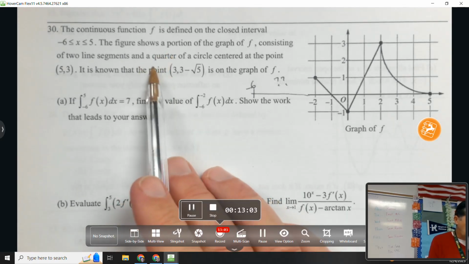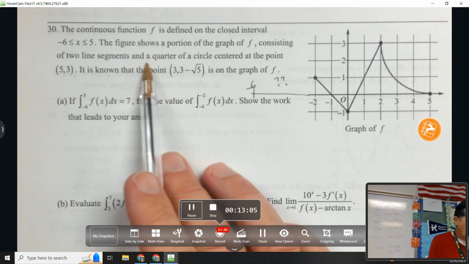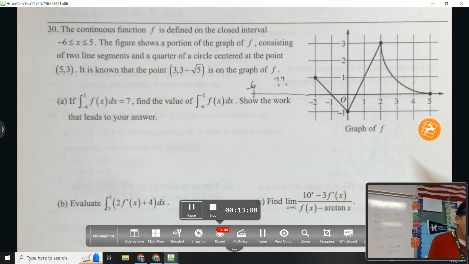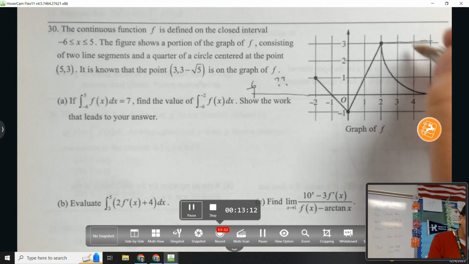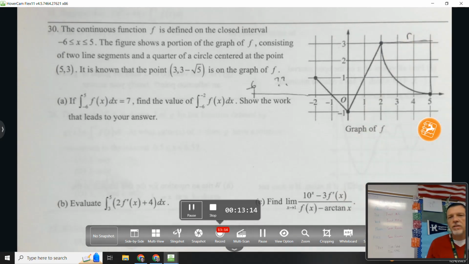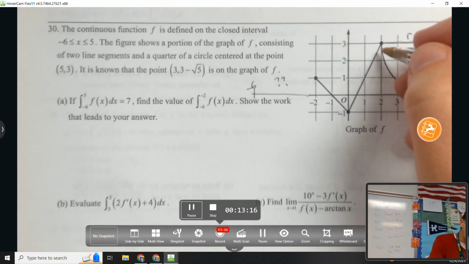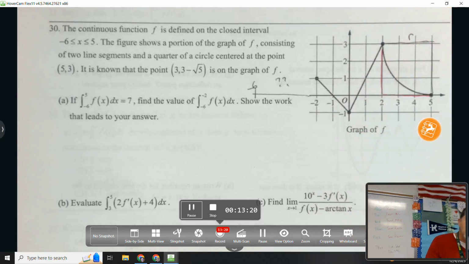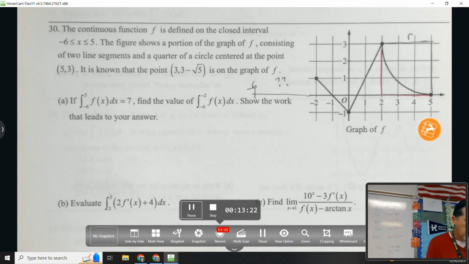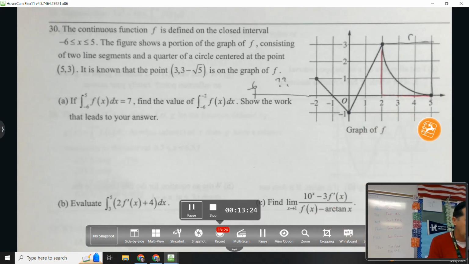Let's see. 2 line segments and a quarter circle. Oh, okay, so I can find this area because this is a circle, or at least a quarter of a circle. Although it's this bottom part here, so be careful when we get to that. But I can do area, so I think this is going to be an area problem.